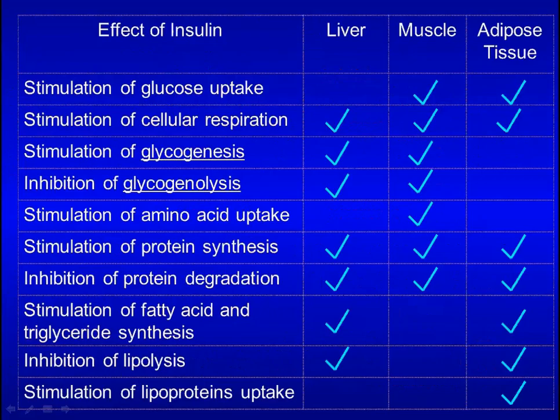Here is a summary of insulin functions in the liver, muscle, and adipose tissue. We have seen most of them. Here, I want to use the first three as examples. Insulin increases glucose uptake by promoting membrane localization of GLUT4. Insulin increases cellular respiration by increasing consumption of ATP through sodium-potassium ATPase, as we have seen earlier. Insulin stimulates glycogenesis by activating glycogen synthase.